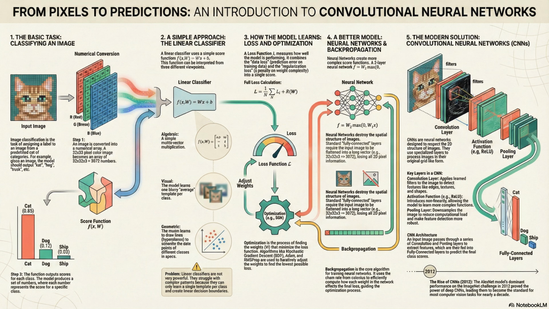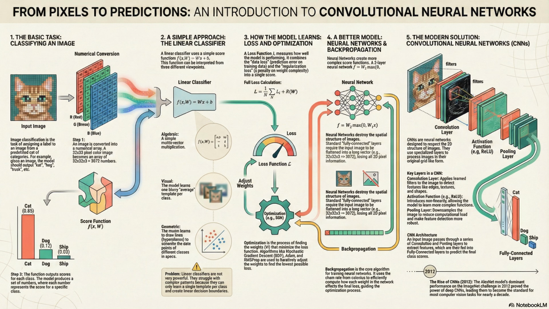And once you have that single unhappy number, the process of optimization begins. This is the search party trying to find the minimum L. The most basic search algorithm is stochastic gradient descent, or SGD. SGD is the fundamental move. It calculates the slope of the landscape right where we are, and it takes a tiny step straight downhill. The gradient tells you the steepest direction down.